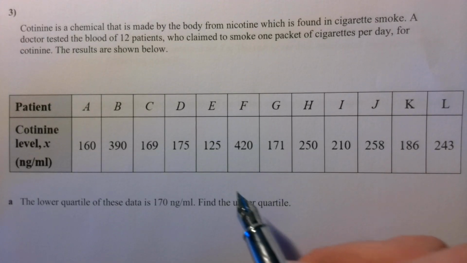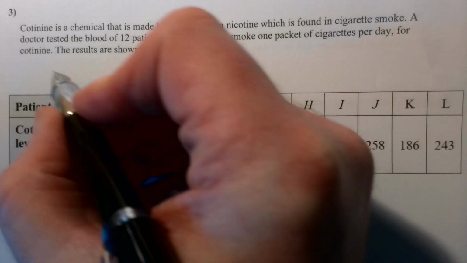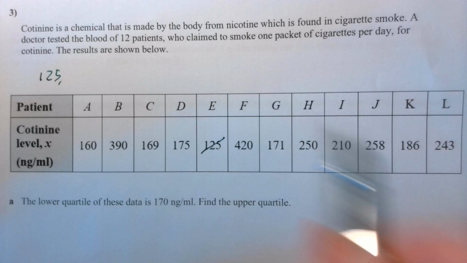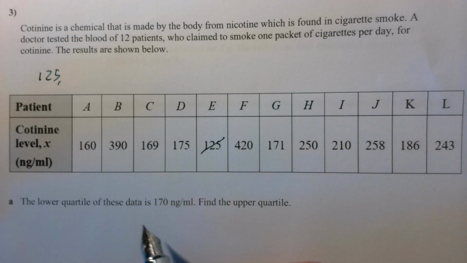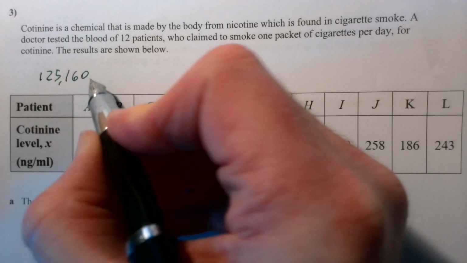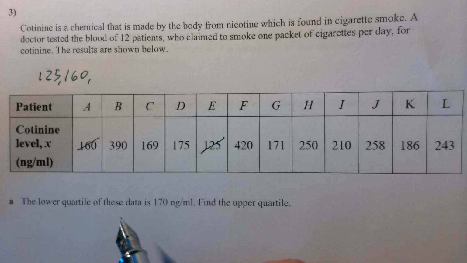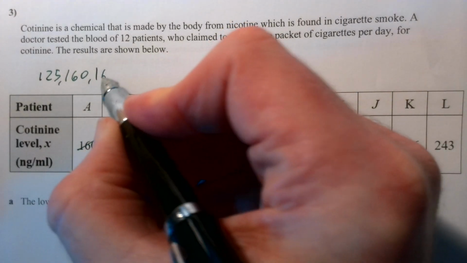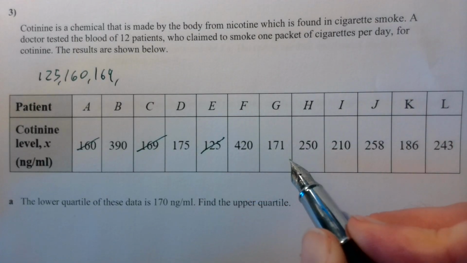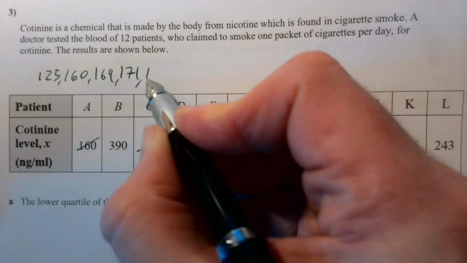So what I would do is I would go through all these results and I would cross them off one at a time, starting from the smallest, and write them all out again. Because they've told you the lower quartile, you can double check that you've done it in the right way if you work out the lower quartile to be 170 in the same way that you get your upper quartile. That'll come clearer what I mean by that in a moment.